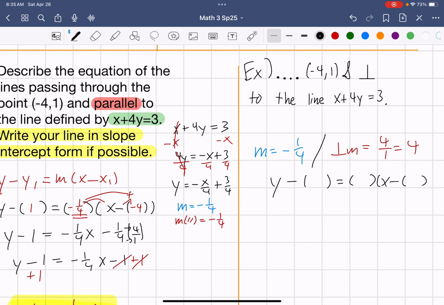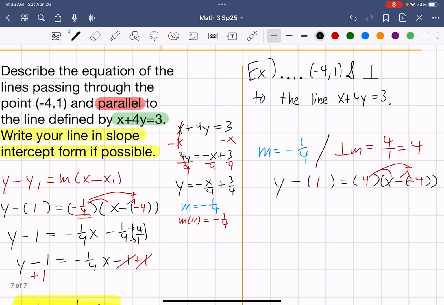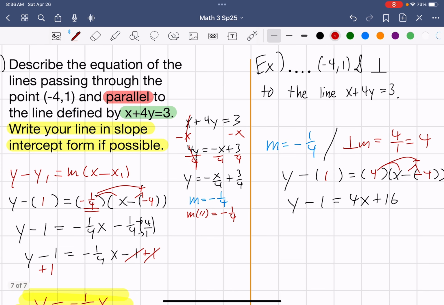Y minus, and then we're going to plug in our point again. The y is 1, the x is -4, and my slope is 4. And these two negatives become positive, and I'm going to distribute to that. So it's going to be y minus 1 is equal to 4x plus 16. I'm going to add 1 to both sides. That leaves me with y is equal to 4x plus 17.